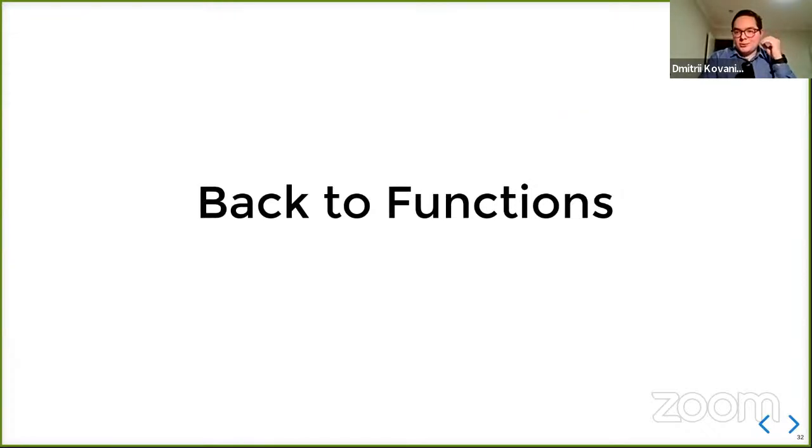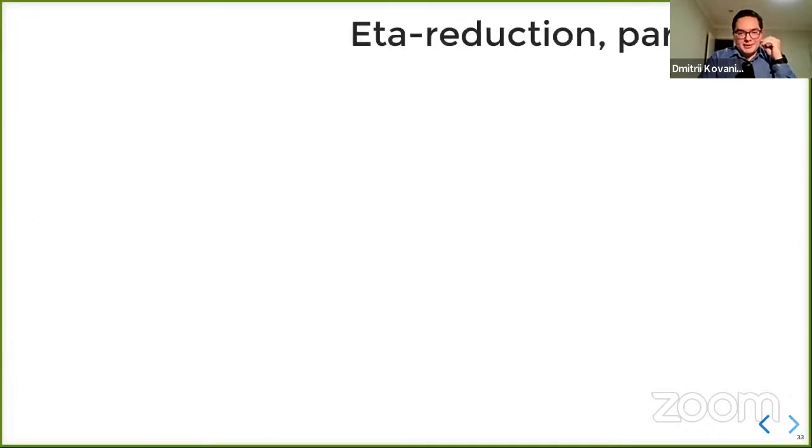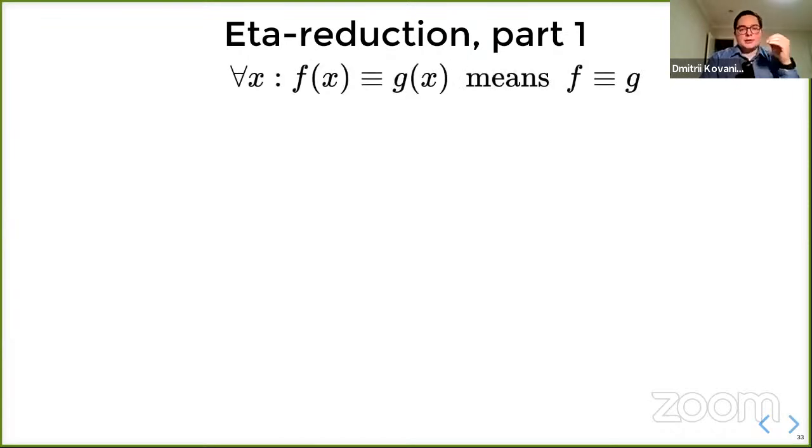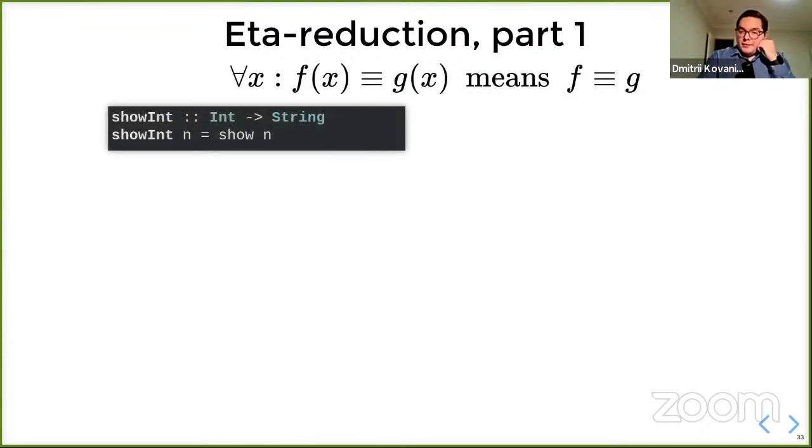So in the end, we still want to write functions that work with different data types. A nice feature about functions that I haven't told you before is called Eta-reduction. Eta-reduction means that if we have two functions, f and g, and for any value x these two functions return the same result when we run them on x, we can say that these two functions are actually equal. And what it means is that in the code, we can write them as equal functions.